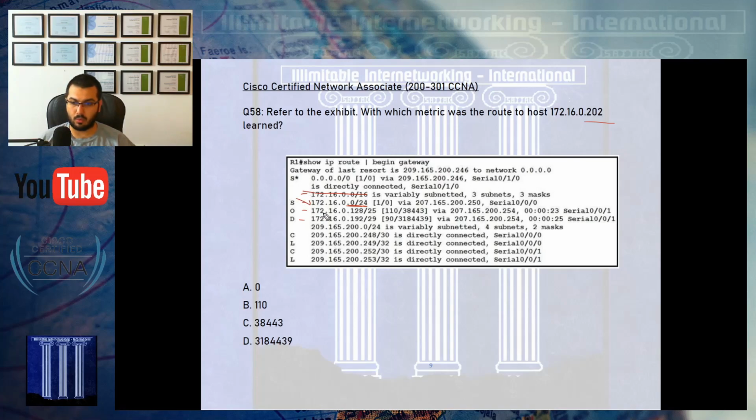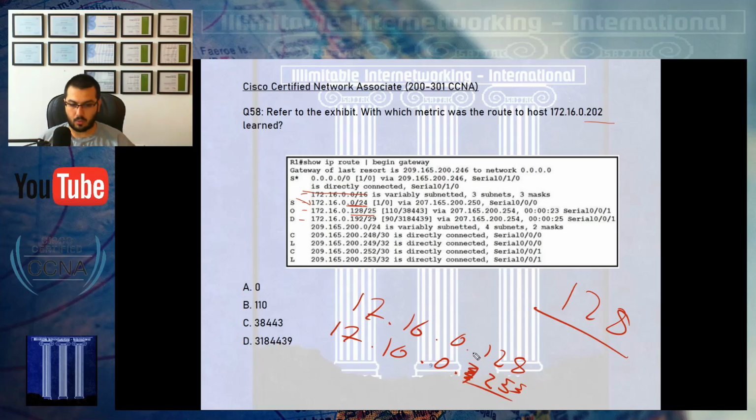And 172.16.0.128/25 gives 128 IP addresses, and the ID is 128. So 172.16.0.128/25 means that this is the ID, and it ends after 128 IP addresses. After that, that will be 255.